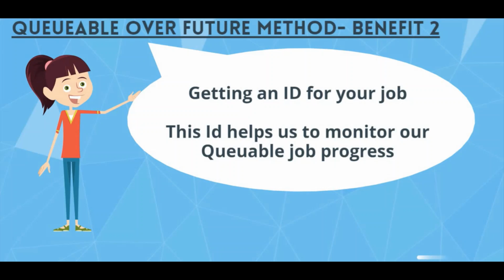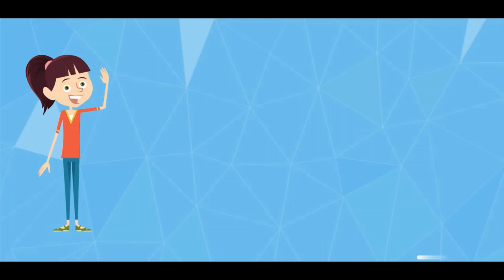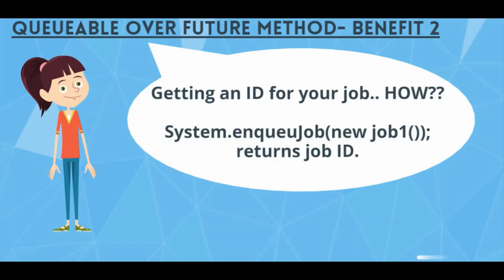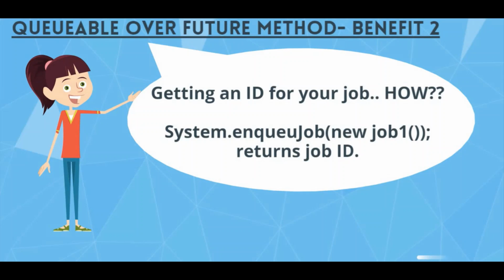Let's say you want to delete all the existing records in the database, but it will take quite a long time. By using this ID, you will understand how many are deleted and what is the progress of the current job. So you can get it with System.enqueueJob, and if you give the job name, this will automatically return the job ID. By using that job ID, you can easily understand what is the progress of your Queueable job.